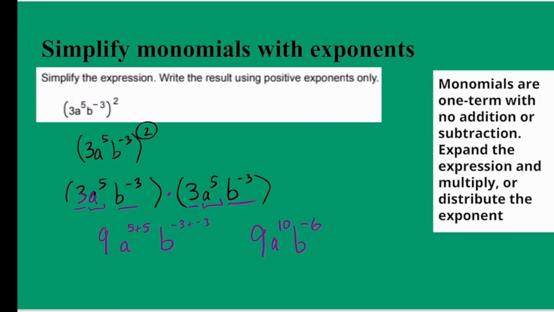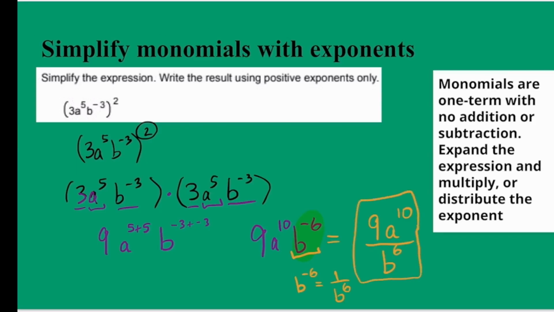You cannot have negative exponents, which means this b to the -6 is not okay. So what we're going to do is leave our 9, leave our a to the 10th. That b to the -6 has to be written as a fraction, 1 over b to the +6. And if we already have a numerator, which in this case is going to be the 9a to the 10th, we could just take our b to the 6th in the denominator and write it like that.